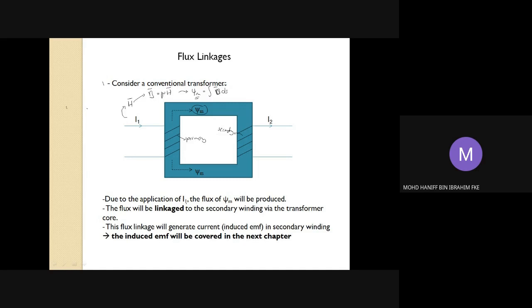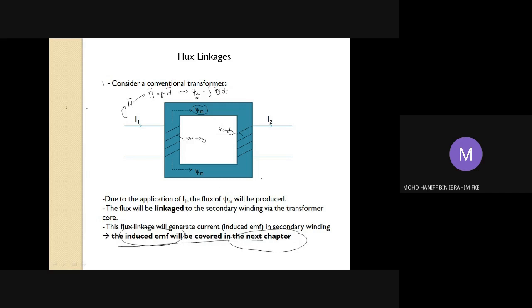Okay, so this is the flux linkage which we're going to use in understanding further the concept of inductance later on. Okay, so I did mention here that the induced EMF will be covered in the chapter, however, as I mentioned to you, you have to learn the induced EMF on your own.